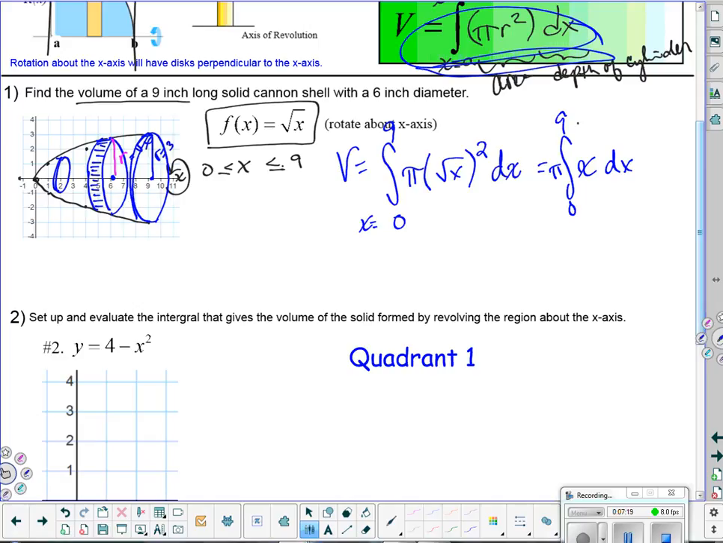Now, before we plug any numbers in, you actually have to integrate it. So we're going to take the integral of this. Where do I want to put that? That'll be an x squared multiplied by that pi out front.